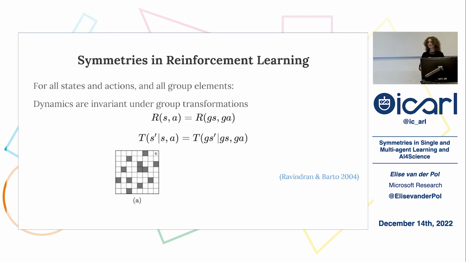And similarly, the probability of going to S prime from S and A should be exactly the same as the probability of going to a transformed S prime from a transformed S and a transformed A. So I'm showing here a little grid world example from an older Ravindran paper. So are there any state action pairs here that you can identify as being symmetric?